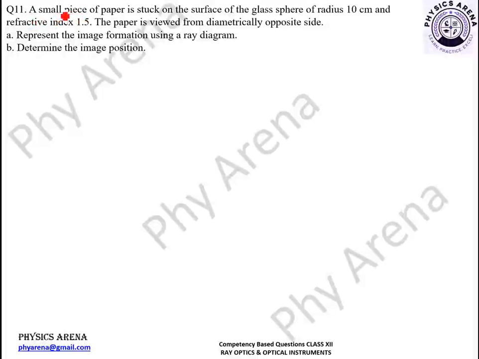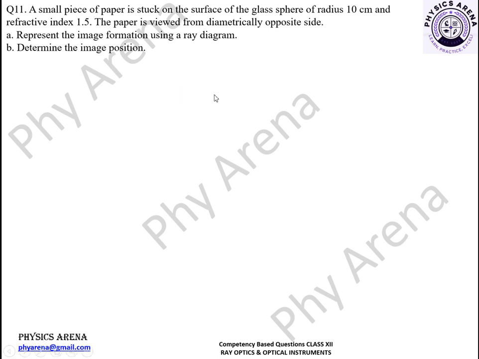Question 11. A small piece of paper is stuck on the surface of the glass sphere of radius 10 cm and refractive index 1.5. The paper is viewed from the diametrically opposite side. We need to represent the image formation using the ray diagram, and then we need to find the position of the image. So let's try to draw the ray diagram first.